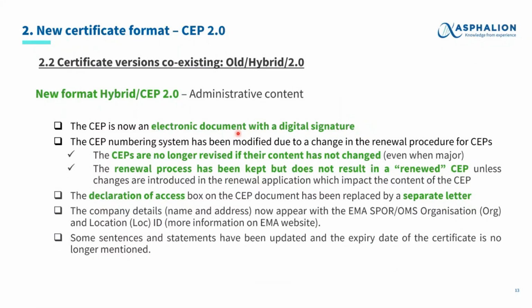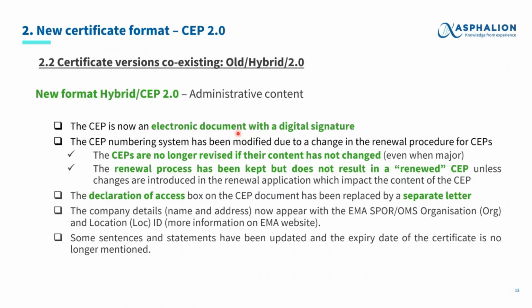We said before that for the hybrid CEP, administrative changes are going to be included, but not the quality ones. So these changes are going to be common for the hybrid CEP and the CEP 2.0 format. This new administrative content means the CEP is now an electronic document with a digital signature, so no more access box with a real signature.